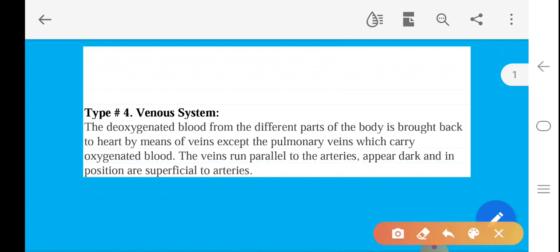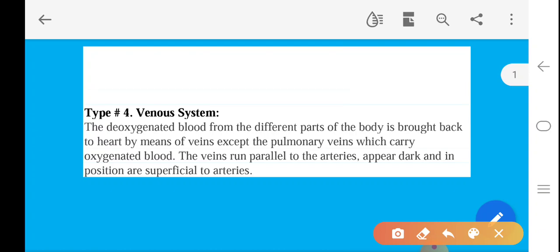As we know, oxygenated blood supplies to the tissue through the arteries, and from the tissue after the metabolism, production of the carbon dioxide takes place, and these carbon dioxides and other metabolites degraded excretory waste products are poured into the blood, which is collected by the blood and brought to the heart again by the veins.